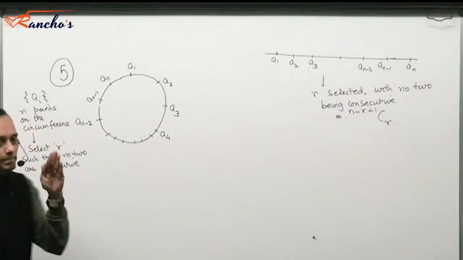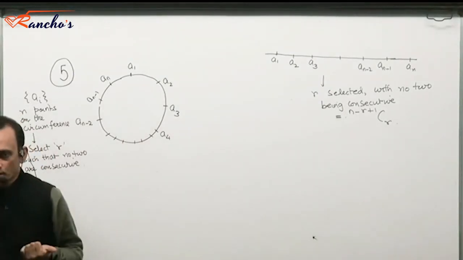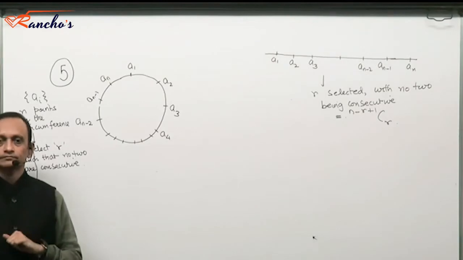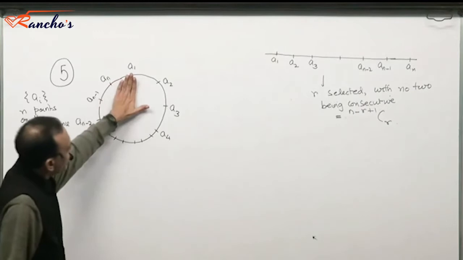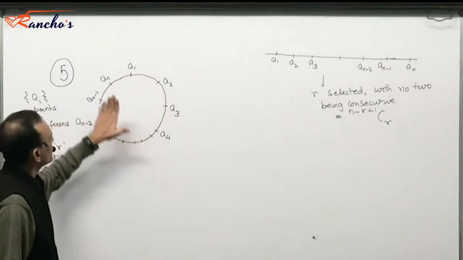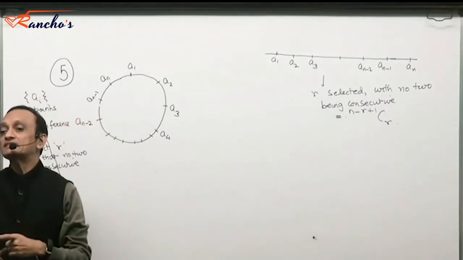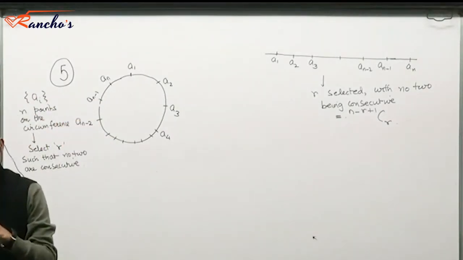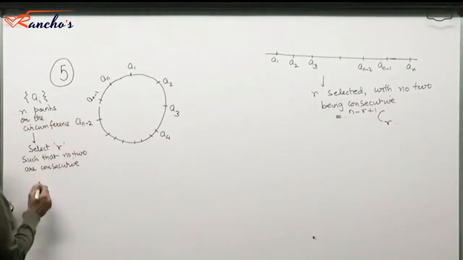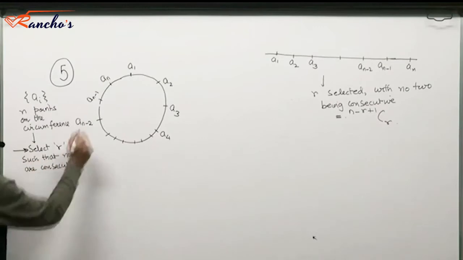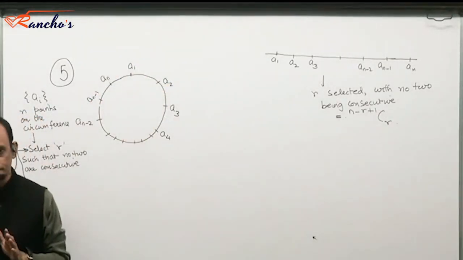Right, so just a slight variation over the previous problem. This time we have A1, A2, A3, up to AN as discrete points selected on the circumference of a circle, right? And from these n points on the circumference, we want to select R of them such that no two are consecutive, right?